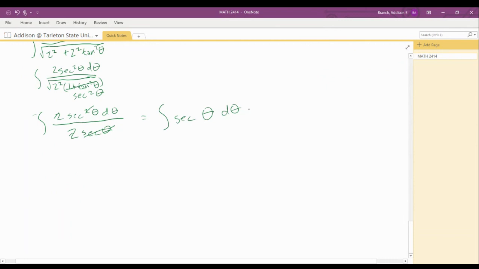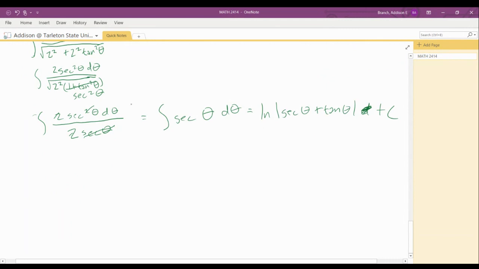d theta, and we can go ahead and just use our rule that we memorized a couple weeks ago and just say that we have the natural log of secant theta plus tangent of theta. Why did I put a d theta? We're done. Okay. So now we have our integral done.